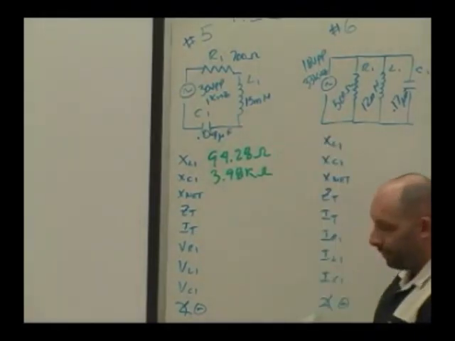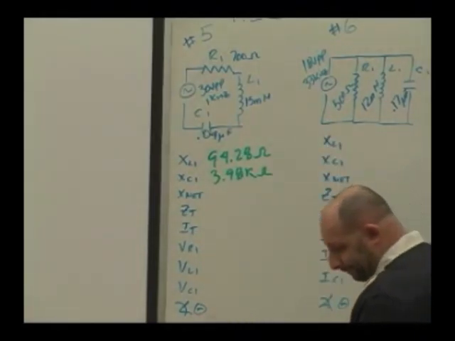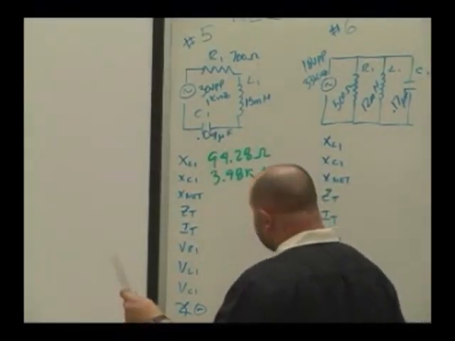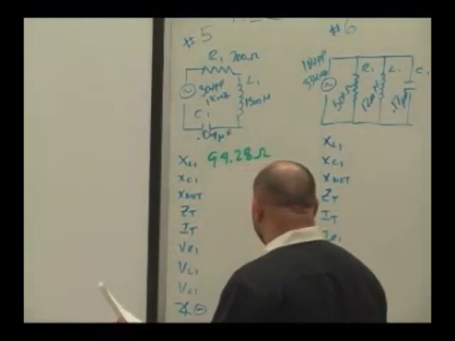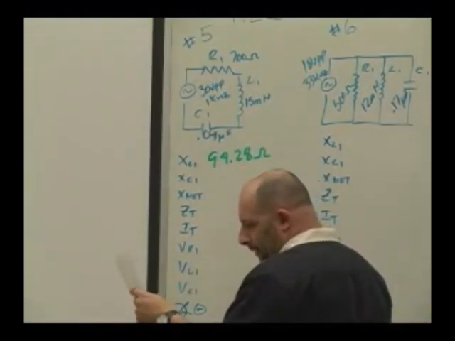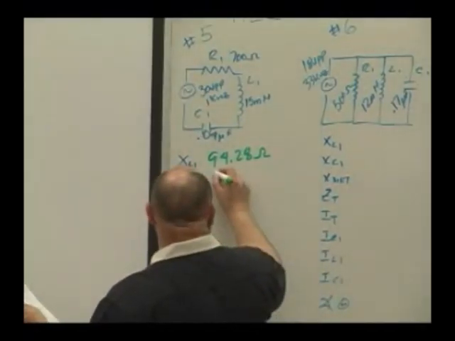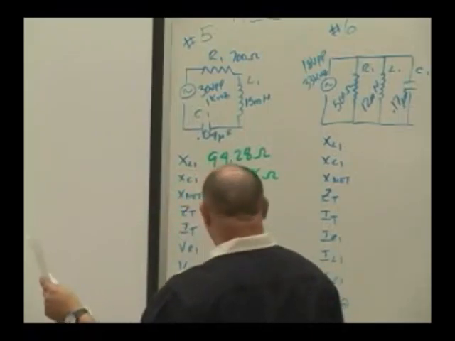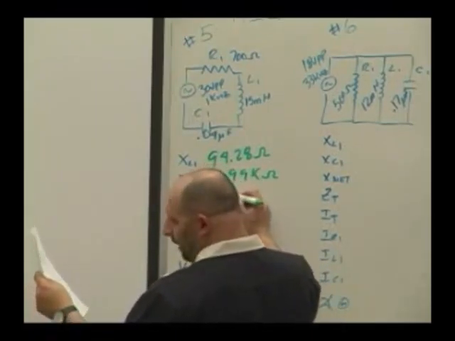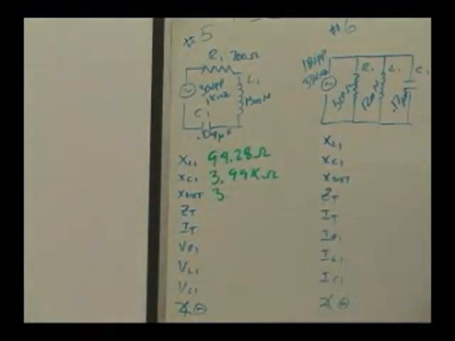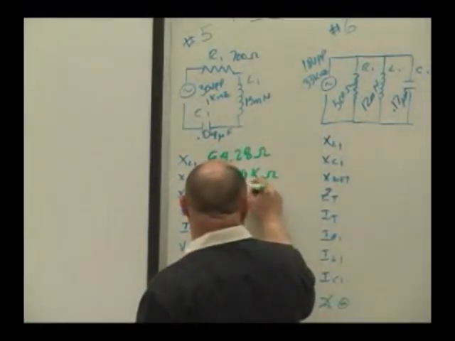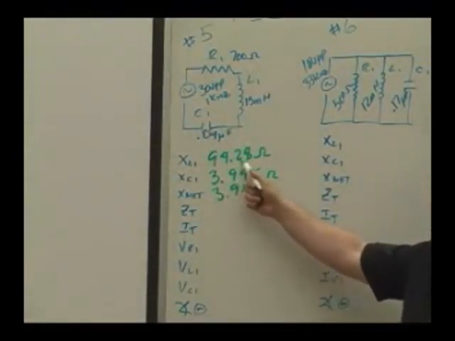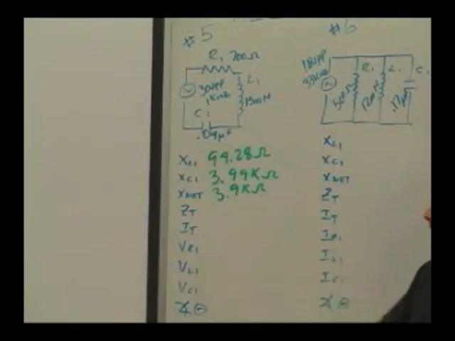Take the difference. X net equals what? I said it was 3.89 k ohms, but for XC1 I got 3.99 k ohms. XC1, 3.99K, that's what I have. K ohms. X net, 3.89, or 3.9, round up to 9? Yes, sir. Okay, they're pretty similar, because look at XL and XC, it's going to be close, so that's okay.